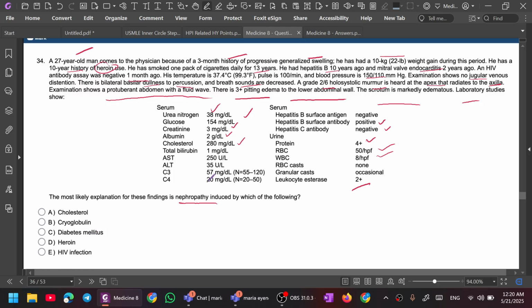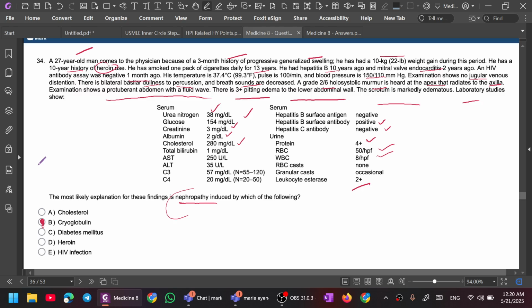Looks like heart failure kind of thing. Then what is the cause of this heart failure? High cholesterol. I feel like either cholesterol or his heroin use. But I don't know if cholesterol causes any type of nephrotic syndrome. And the urine protein is 4 plus. Yeah, he has nephrotic syndrome. So I don't know. And his HIV was negative, right? Yes, negative. So I feel like it's heroin though.